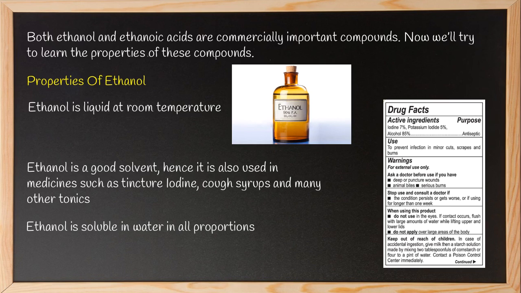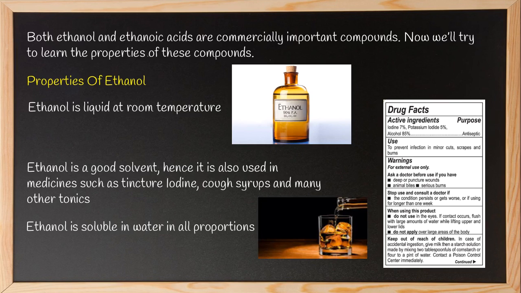Ethanol is soluble in water in all proportions. We all know this because whenever we mix water and alcohol, we can never differentiate which is water and which is alcohol. They merge with each other so well. If you can see here, these are ice cubes and we pour alcohol, that is ethanol, into them. After some time the ice cubes melt, and both are so compatible with each other that we can never differentiate water and alcohol.